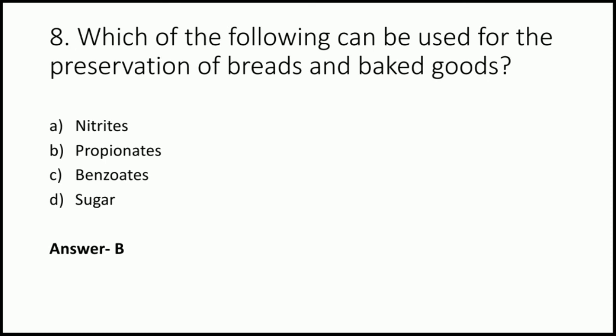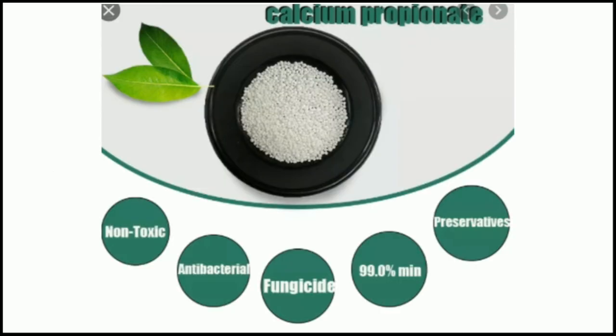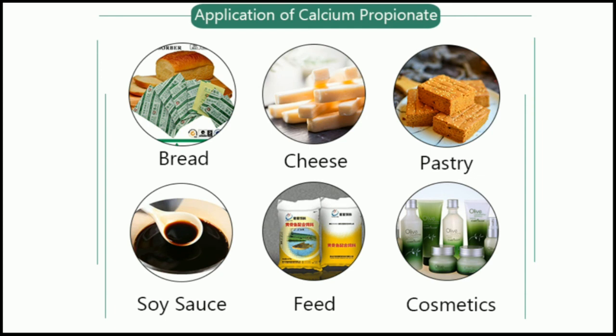So they prevent the bacterial and mold growth, and we know that mold growth is a very common problem in baked foods and breads. One of the examples of propionates which is being used in breads and baked goods is calcium propionate, and the various properties of calcium propionate are being given. It is non-toxic, antimicrobial, fungicide, and it is used as a preservative. So as it is antifungal and antibacterial, it is being used in baked products. Also the various application parts are being given here, so you can check out these.